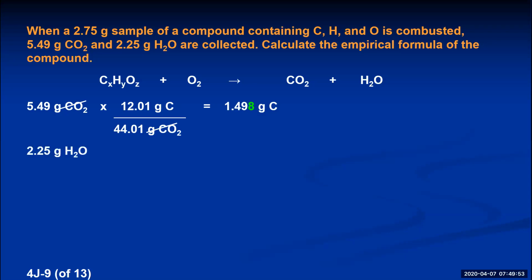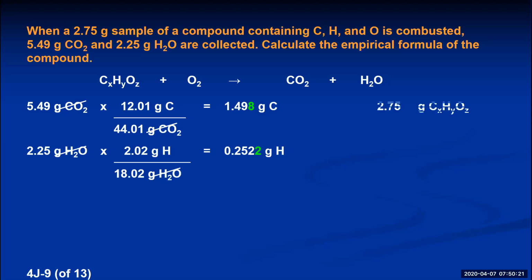The 2.25 grams of water can be used to determine the mass of hydrogen in the water by using the fraction of water's molar mass that's hydrogen, which is 2.02 grams out of 18.02 grams. We can calculate the mass of hydrogen in the water, 0.2522 grams, and because all the hydrogen came from our unknown compound, that must be how much hydrogen is in our unknown compound. The only element we can't get directly is the mass of oxygen, but we do that by subtraction.